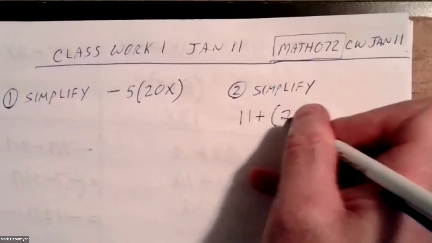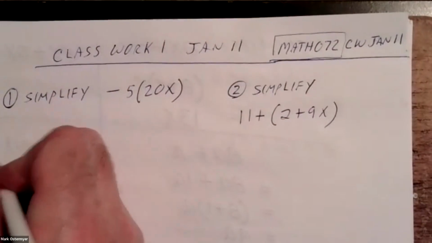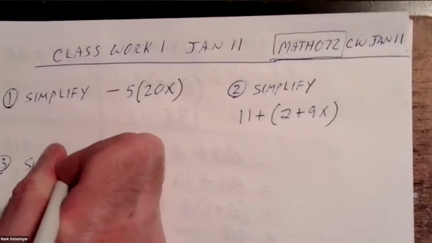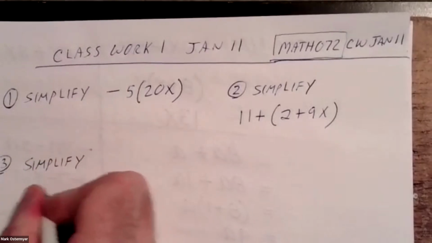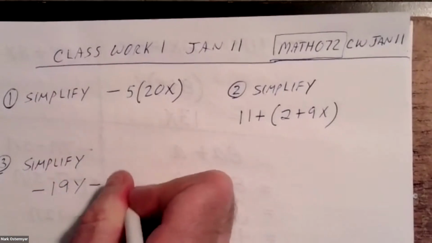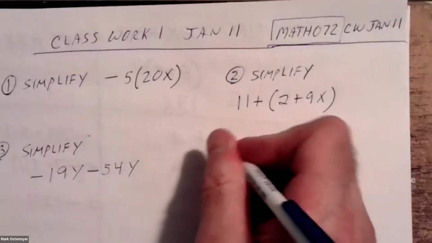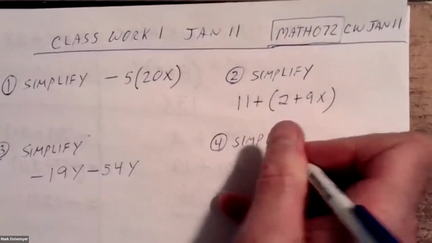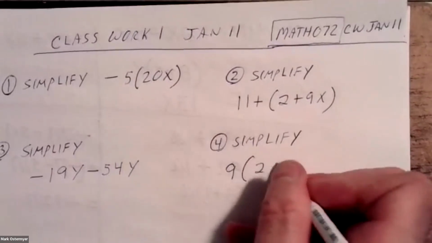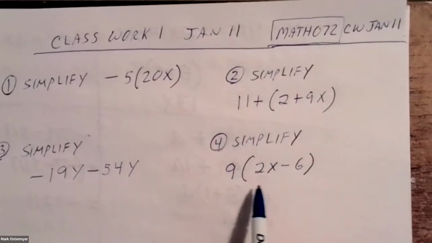11 plus quantity 2 plus 9x. Number 3, I want you to try to simplify this one. Negative 19y minus 54y. And one more. Number 4, try to simplify this. 9 times quantity 2x minus 6. And what property are you going to use on the last one?